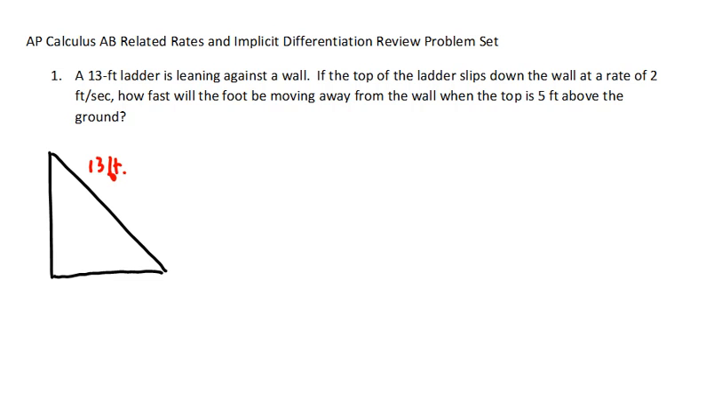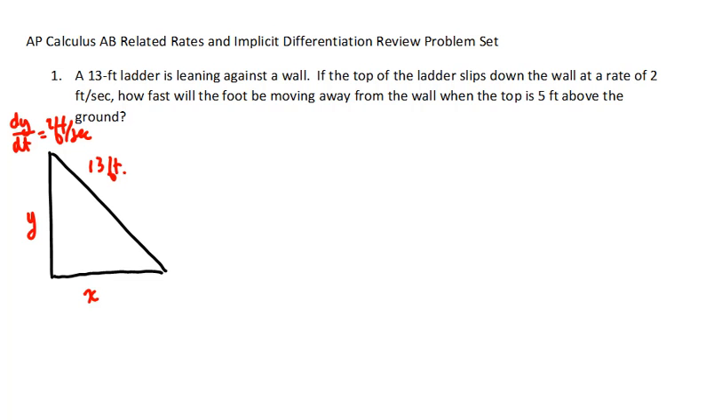And that tells us that, if we consider the wall to be the y-axis, then the rate of change of y with respect to time, t, would be 2 feet per second. Now we want to find out how fast the foot will be moving away from the wall when the top is 5 feet above the ground.